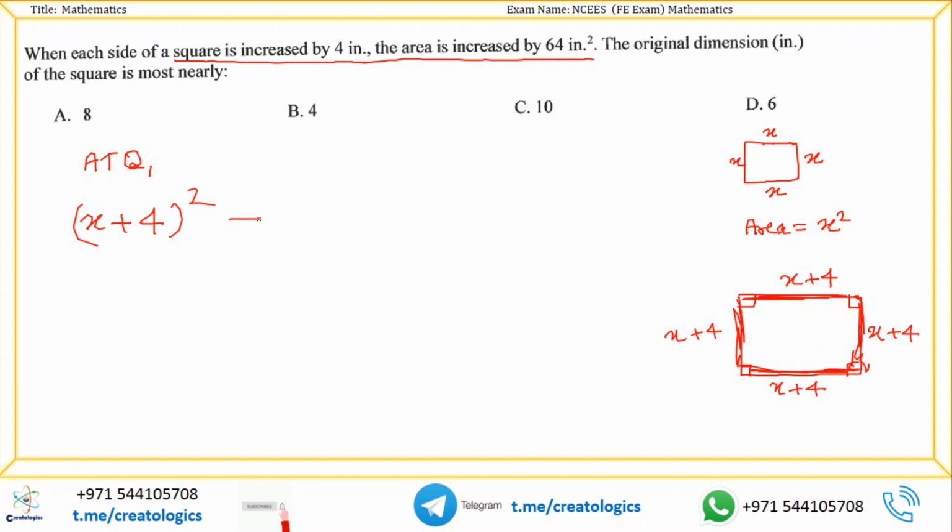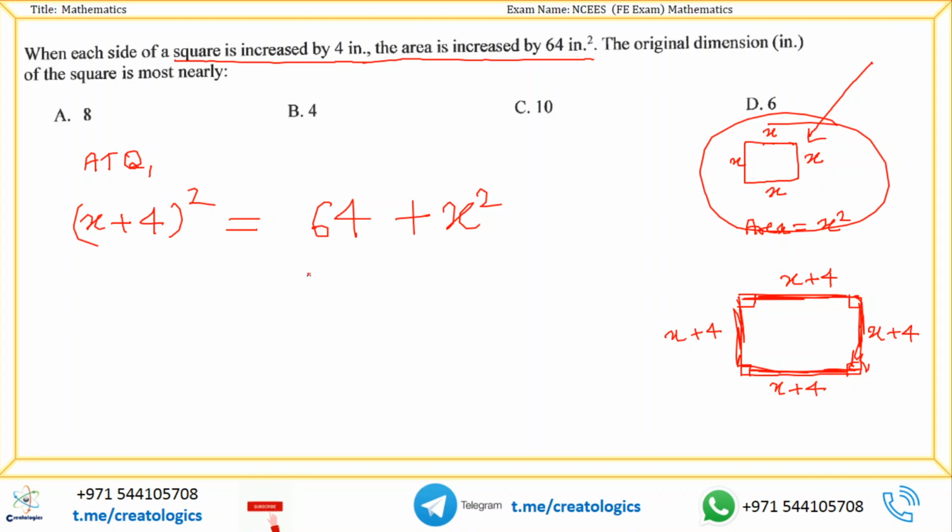And they are saying this new square has an area 64 more than the area of the previous one, which is x squared. That's it. We just need to solve this equation for the value of x, because x was the length of the original square. So we need to find the value of x here.